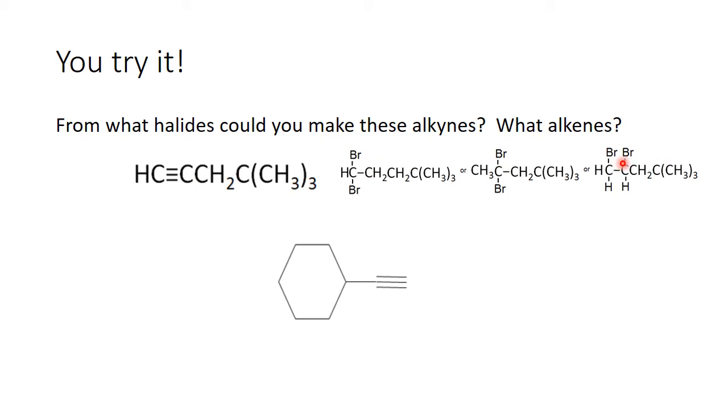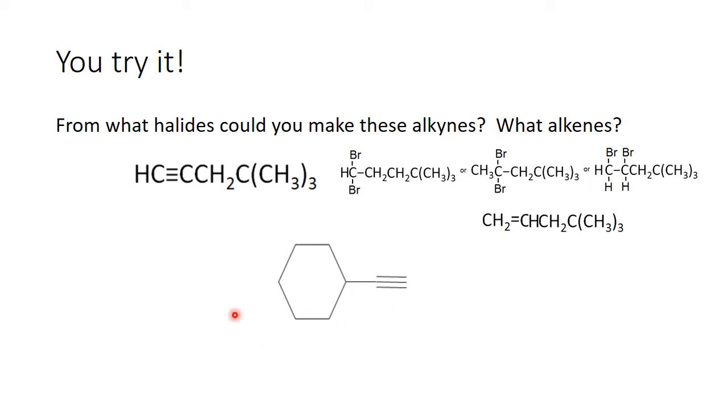If you wanted to use a stronger base like sodium amide, because sodium amide will deprotonate a terminal alkyne, you'd have to use 3 equivalents there. But potassium hydroxide would effectively remove the two hydrobromic acids. What alkene would this come from? Well, we can take this alkene and treat it with bromine, and it will add across the double bond like this.